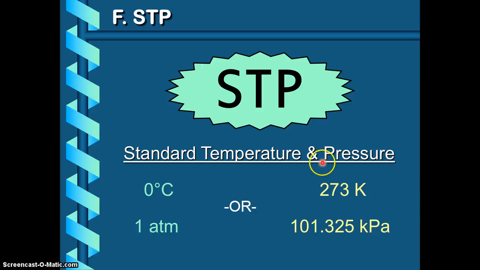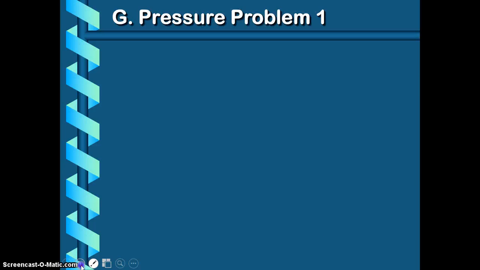STP is standard temperature and pressure. So standard temperature and pressure is at 0 degrees Celsius and 1 atmosphere, or 273 Kelvin and 101.325 kPa. It's important for you to memorize this because we'll get into some problems where they'll say this is the information about this gas, these are the conditions it's under. What would this be if it changed to STP? So you are expected to know that STP is 0 degrees Celsius and 1 atmosphere, or 273 Kelvin and 101.325 kPa. So you need to memorize those.